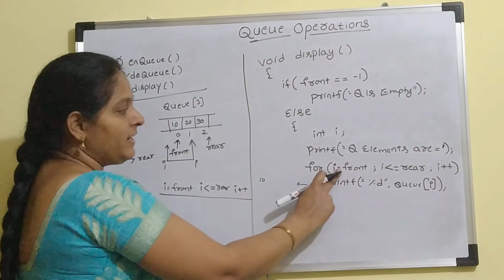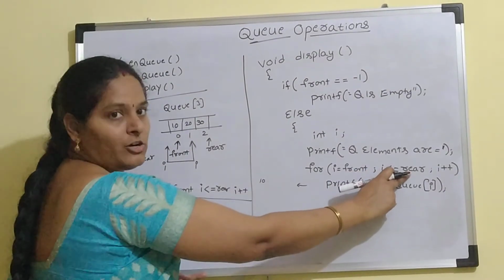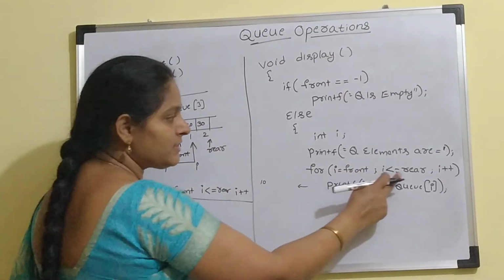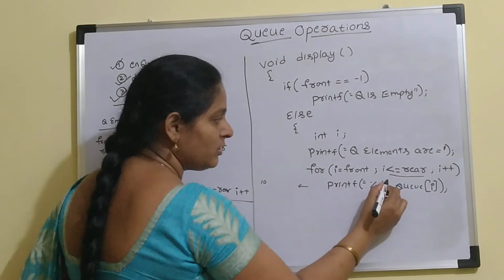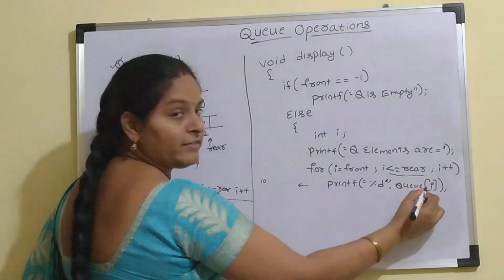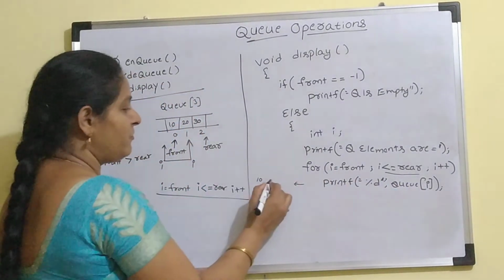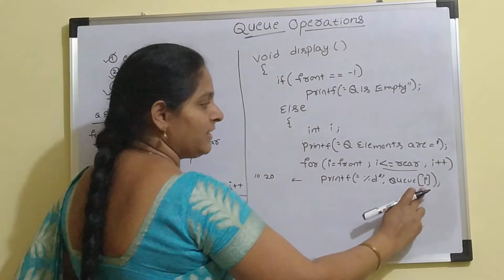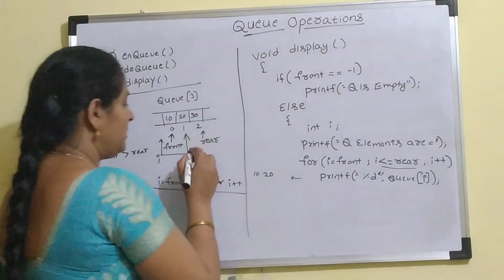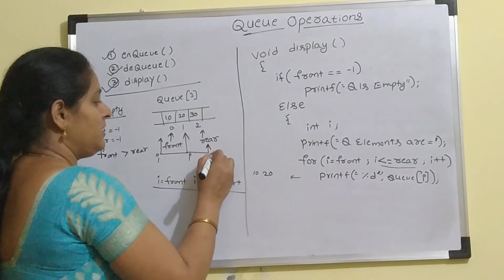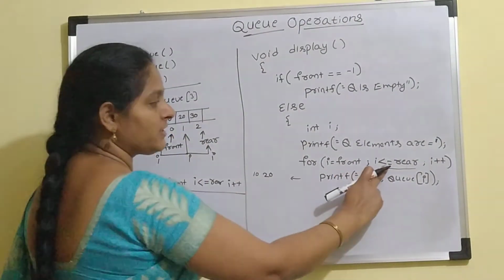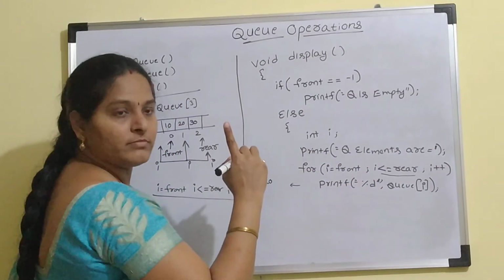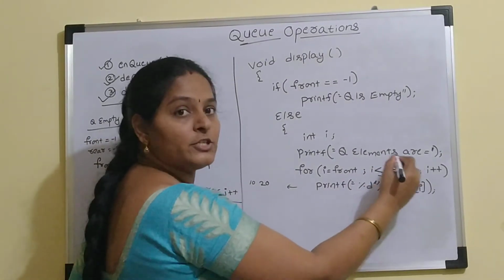Now, is I less than rear or not? The I value is 1 and it is less than rear only. If this condition is true, then print this I value, q[i]. After 10, it will print 20. After printing, the I value will be incremented by 1. Now I moves to the next position. Now again check the condition. Here in the for loop, this initialization will be done only once. Every time the second condition will be executed.